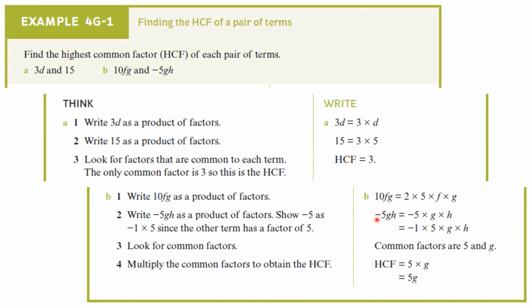Now this here is negative, and this term here is positive. Because this is a positive term, we just simply take the positive 5 as being the common factor and not the negative. That's probably why they've written this step out here, and they put the negative here with the 1 when they've split up the 5. So as our final answer, 5G together is the highest common factor of those two terms.